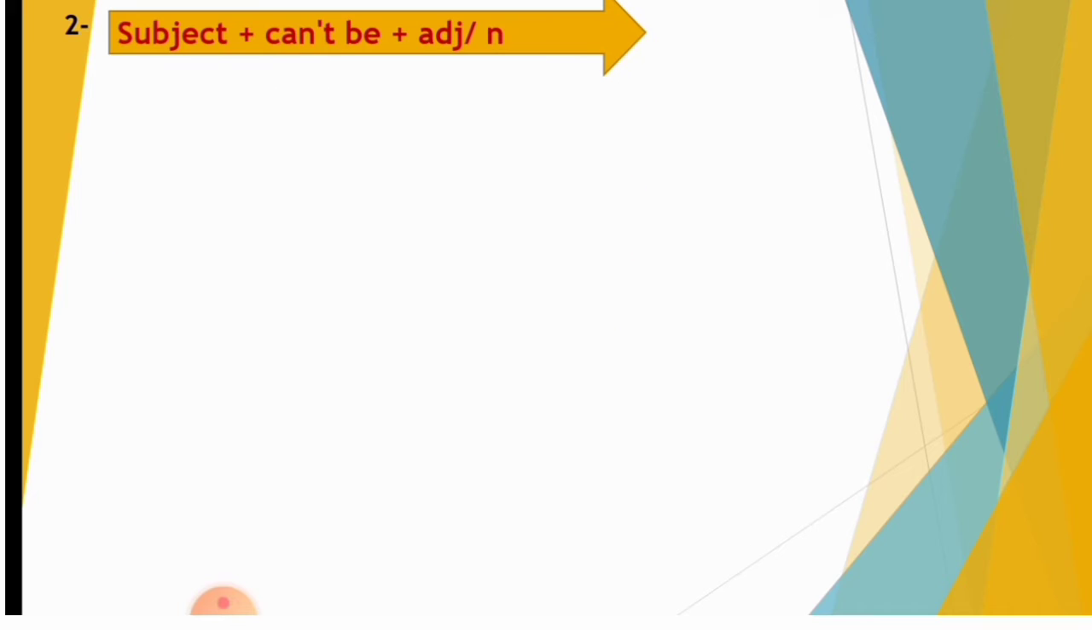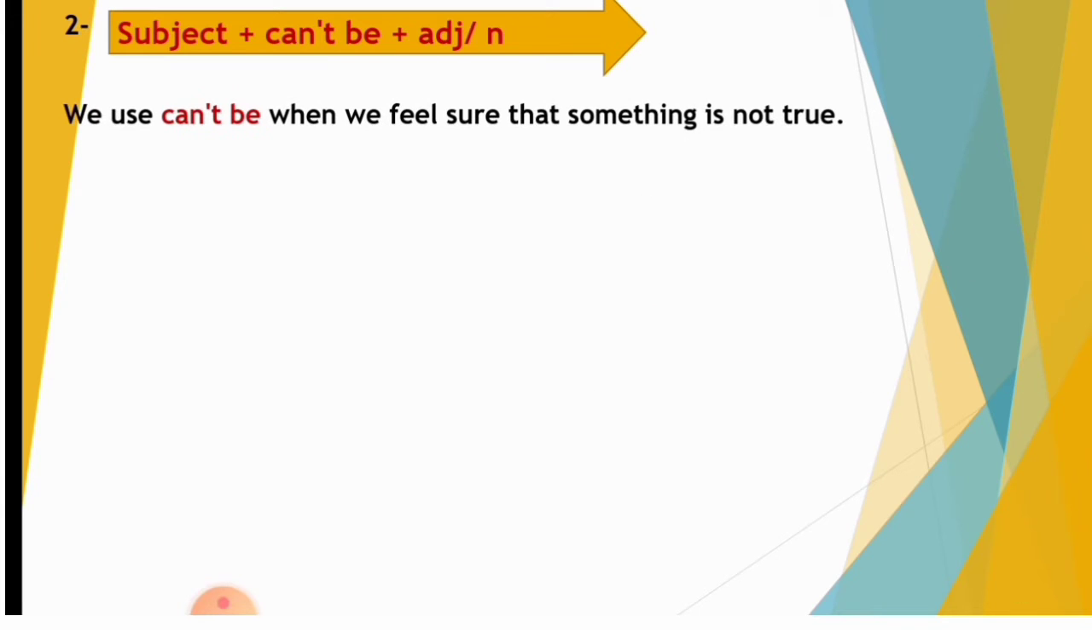Let's continue, number 2. We have another way of expressing certainty. We have to put subject, can't be, followed by adjective, infinitive, or noun. We use can't be when we feel sure that something is not true. So in the first case, with must be, we are sure that something is true. But here with can't be, we are sure that something is not true.